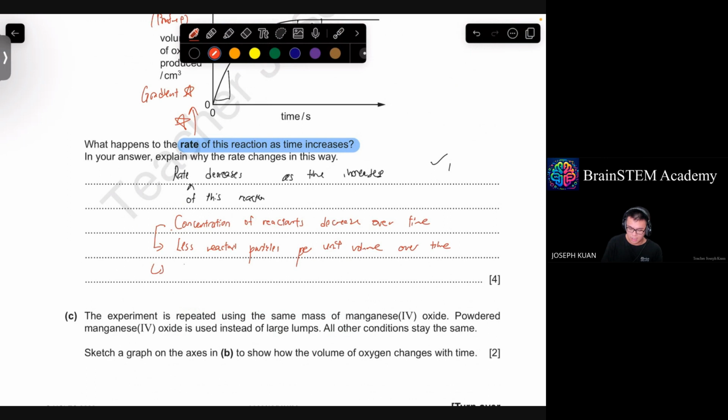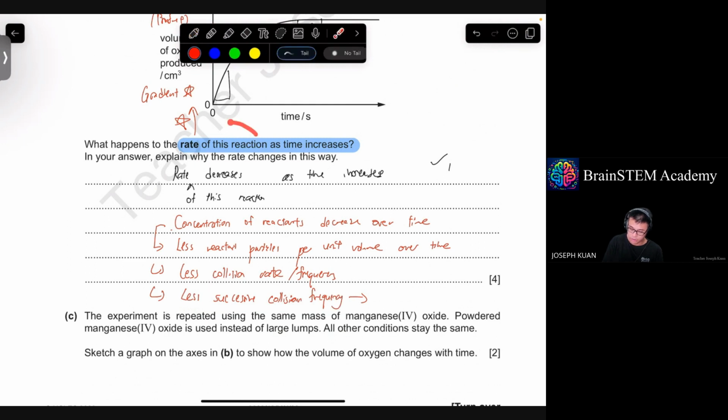which leads to lower collision rate between the reactant particles and also leads to lower successful collision rate, which ultimately leads to, sorry, let me use the word frequency, so as not to be confused with the rate of reaction. I will suggest students use the word frequency so that you're not confused with the rate. So that finally leads to rate of reaction decreasing over time.